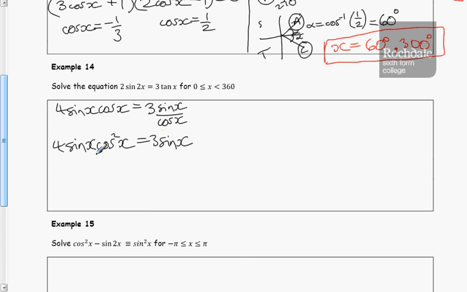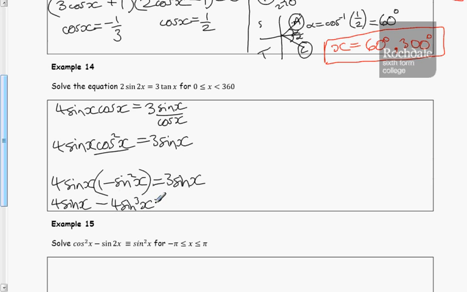The way I'm going to do it is I'm going to replace cos squared x with 1 minus sine squared x. So cos squared x is the same as 1 minus sine squared x. That's using the C2 identity: cos squared x plus sine squared x equals 1. Now let's get rid of the brackets. You can see we're going to end up with a cubic in sine x, and we're going to have some like terms we can collect as well. So here we'll have 4 sine x times 1, and then take away 4 sine x times sine squared x, so 4 sine cubed x.